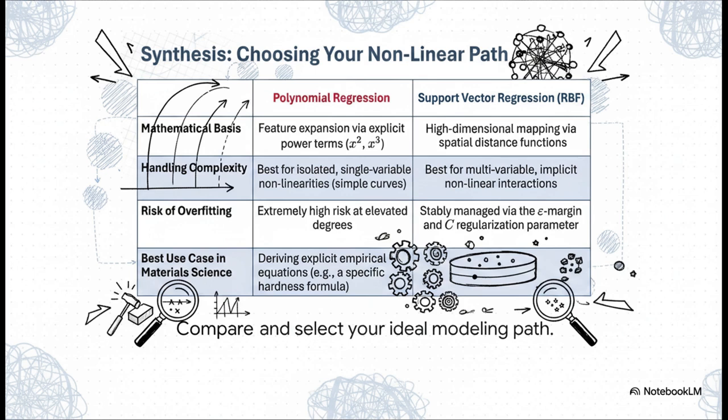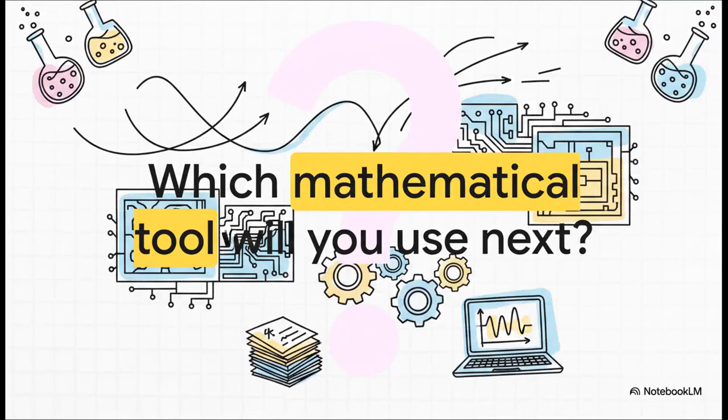Conversely, use support vector regression with an RBF kernel when you're doing predictive modeling on small, complex experimental datasets where multiple factors are implicitly interacting. It stably manages that risk of overfitting through its epsilon margin and its C parameter. We've seen today just how powerful these advanced regression techniques can be when it comes to bridging that gap between abstract math and physical material reality.